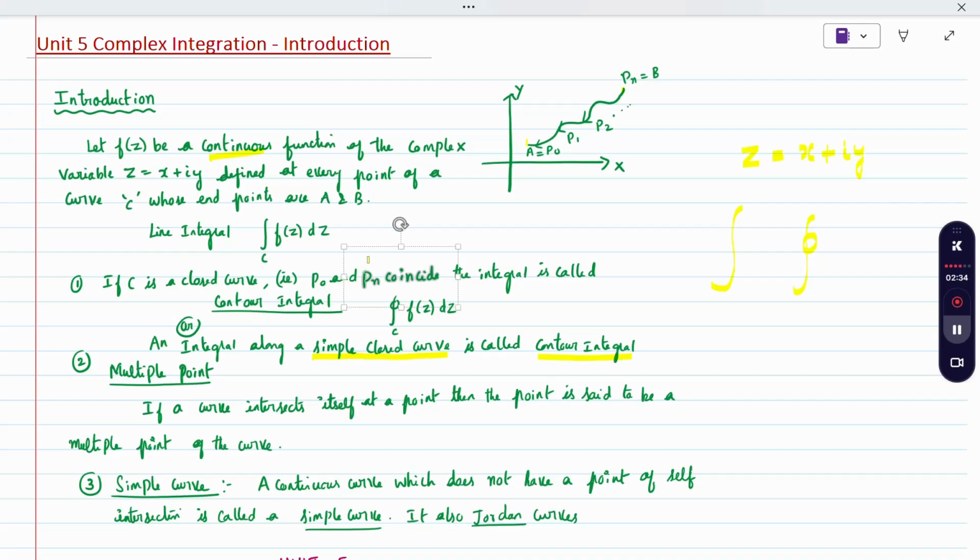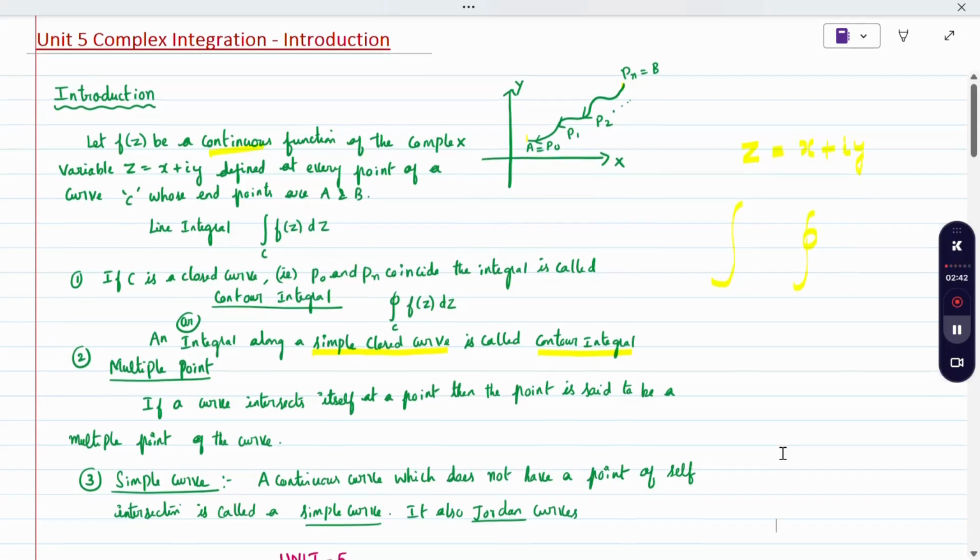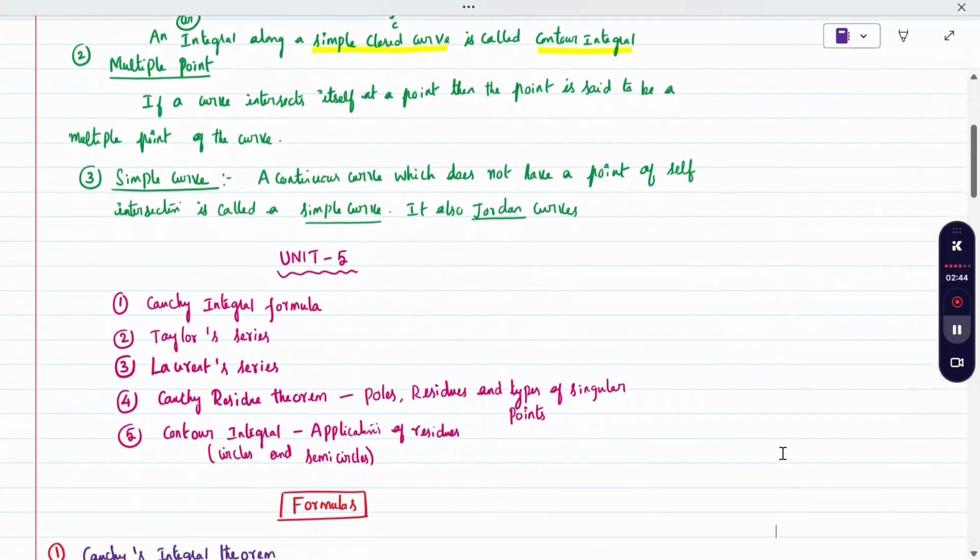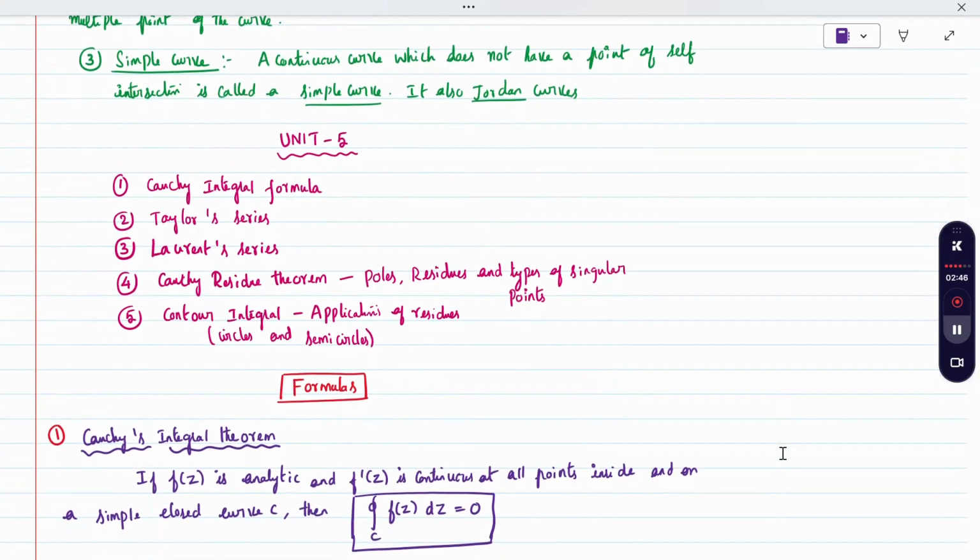We have many topics in this unit. First I will tell you overall what topics we cover. These are the five topics we have to cover in this unit. First topic is the Cauchy integral formula. Second is Taylor's series or Taylor's theorem. Third is Laurent series or Laurent theorem. And fourth is the Cauchy residue theorem.